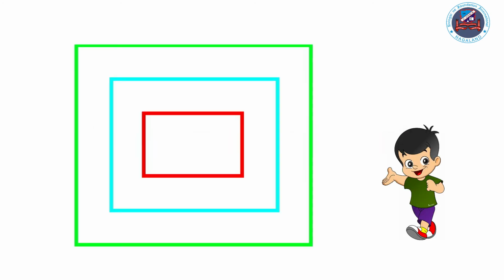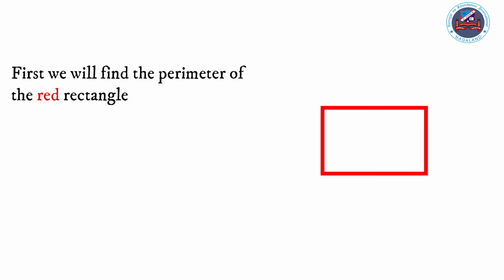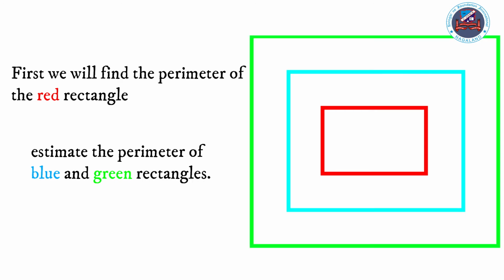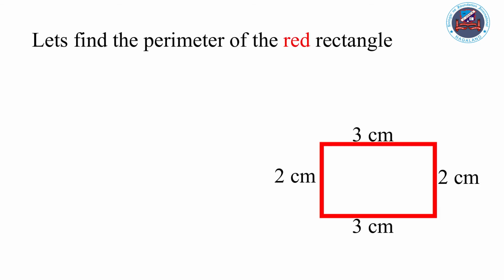We'll try one last question from the exercise. It says Ali is making a pattern of different sized rectangles with different color string. The pattern started like this. It has a red rectangle in the center, and then comes the blue rectangle, and then the green rectangle. First, we will find the perimeter of the red rectangle, and then we will estimate the perimeters of the blue and green rectangles.